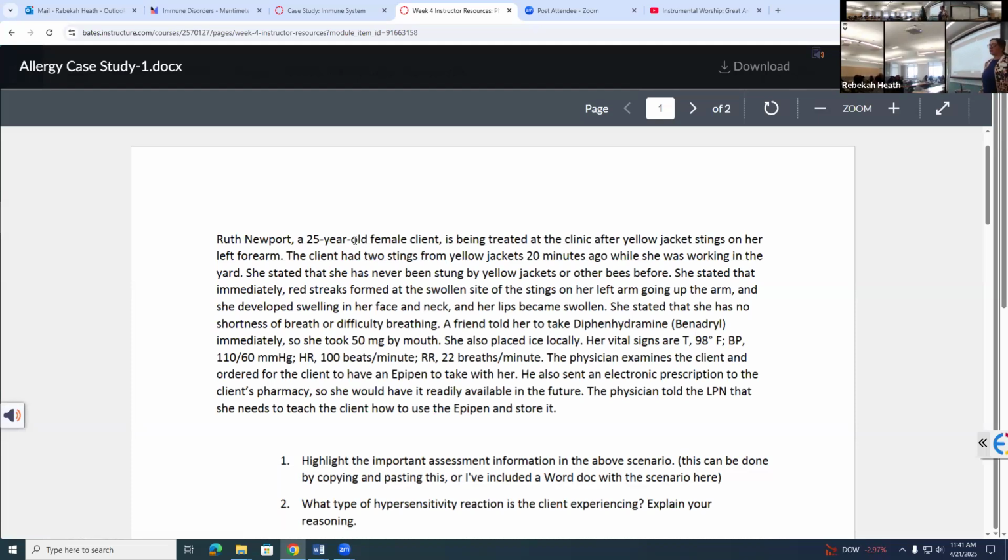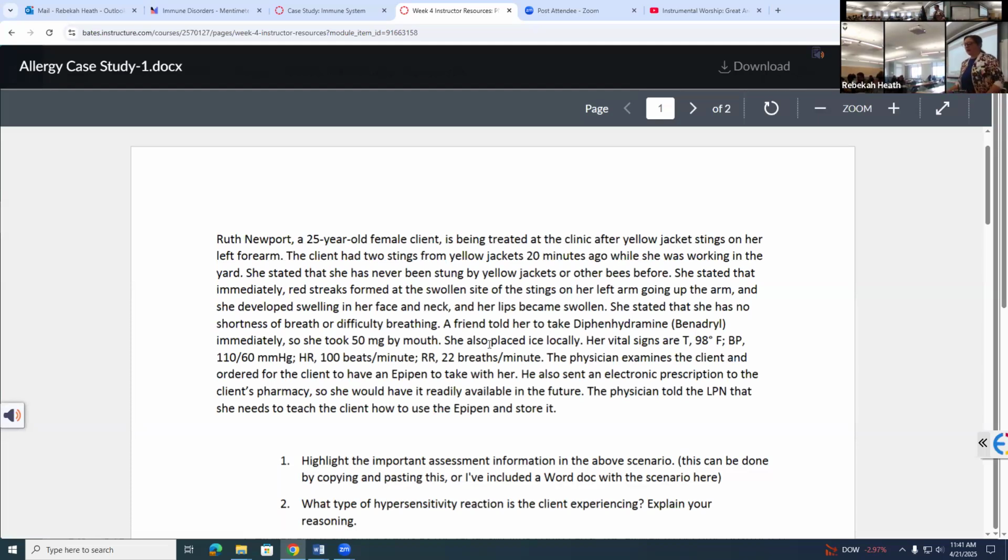The physician examines the client and orders an EpiPen for her to take with her. He also sent an electronic prescription to the client's pharmacy so she'd have it readily available in the future. The physician told the LPN she needs to teach the client how to use the EpiPen and how to store it. So as your group, you're going to do all of these together, and then I'm going to randomly choose which question I ask you.